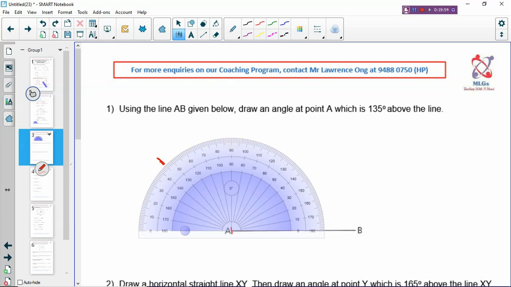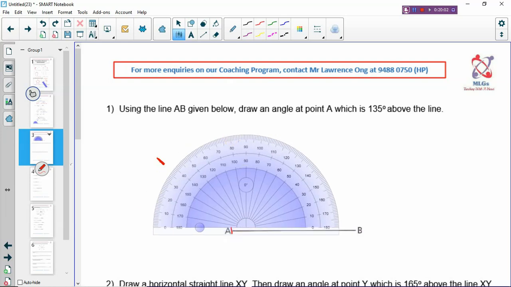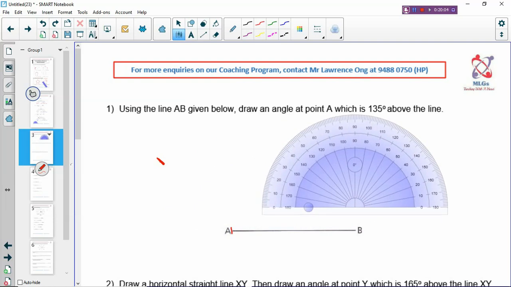Okay, something like this. Okay, 135. Once you have found the angle, put a little marking, and then after that, use your ruler. There should be no freehand. You can't use freehand to draw. You need to use a ruler.